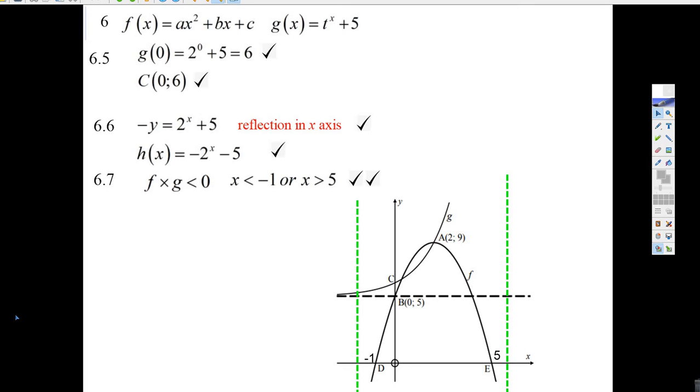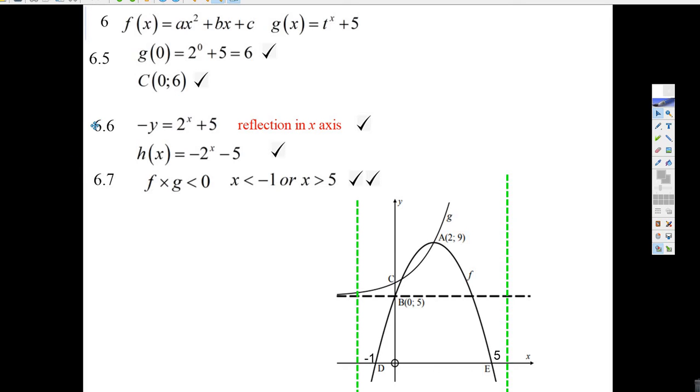Okay, this is the last part of question 6. And question 6.5 asks, determine the coordinates of C. Well, C is the y-intercept of the exponential equation. The exponential equation is y equals 2 to the 0 plus 2 to the x plus 5. So if we want to find a y-intercept, we're going to have to let x equal 0. So 2 to the 0 plus 5 is 6. So the coordinates of C are (0, 6). It's a y-intercept, (0, 6).